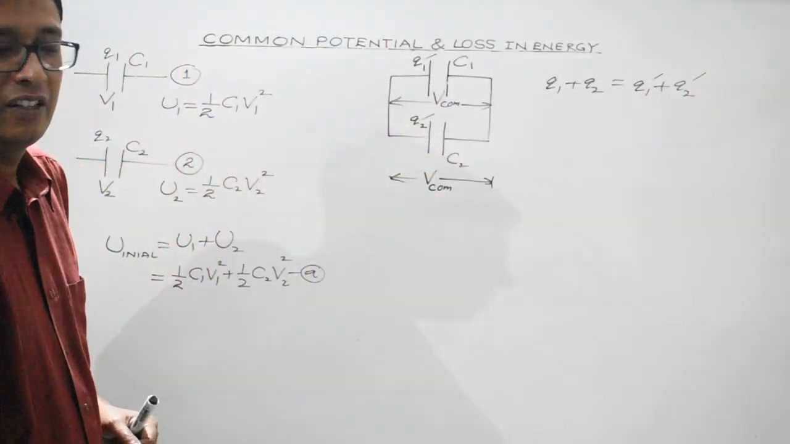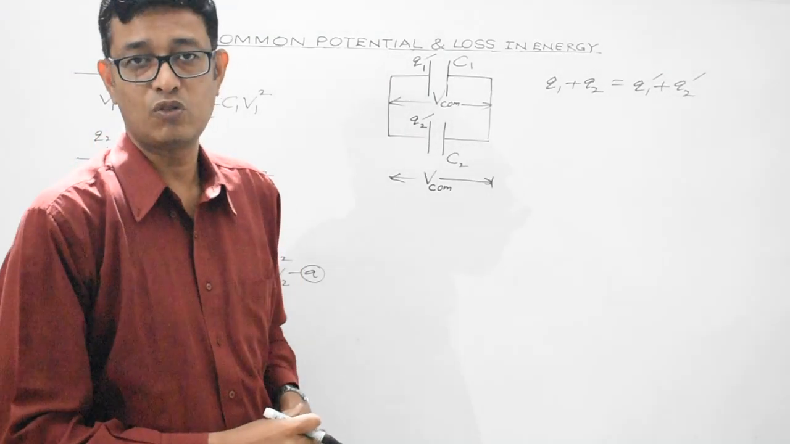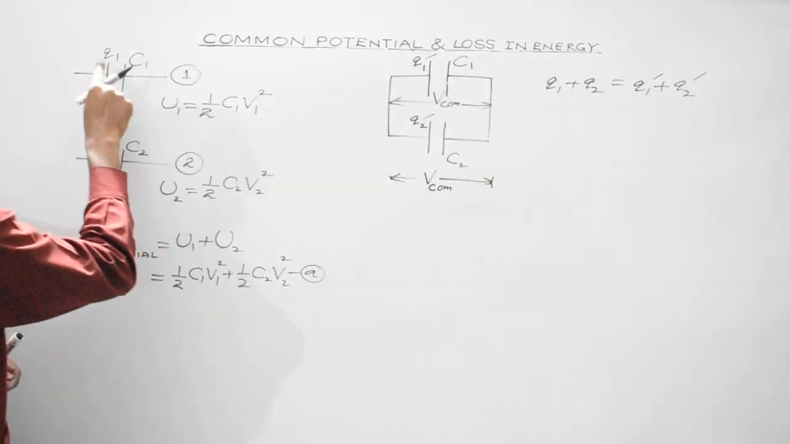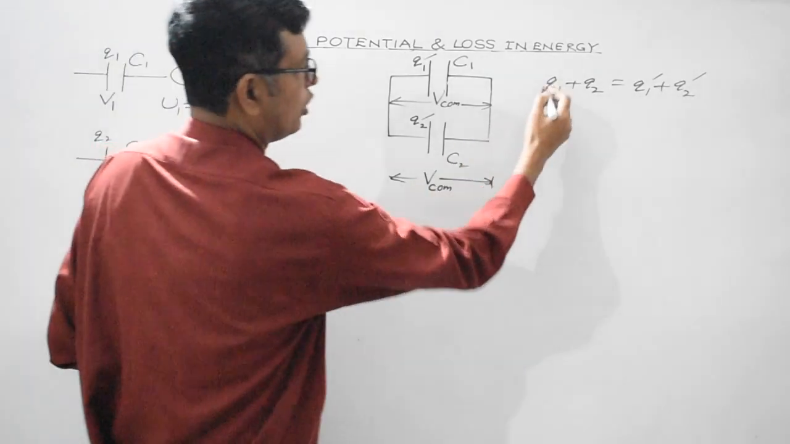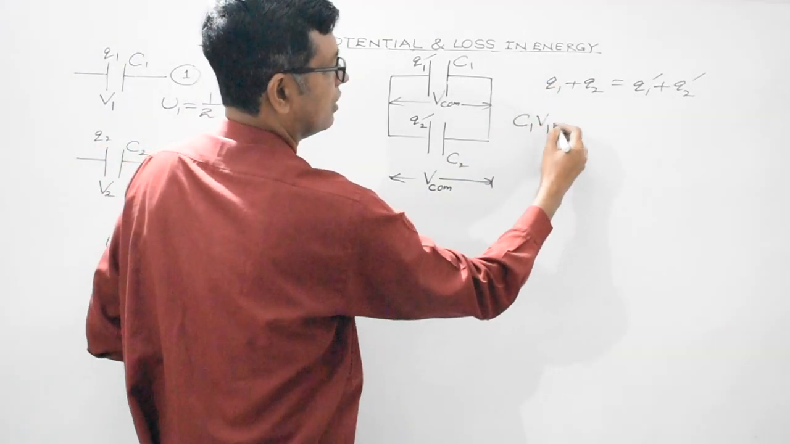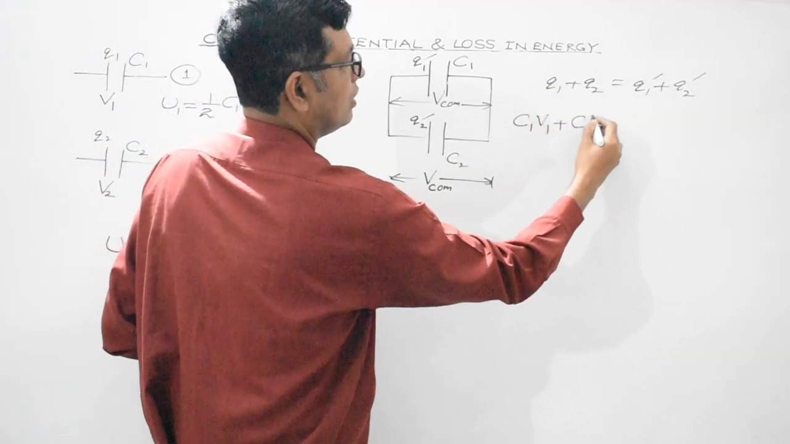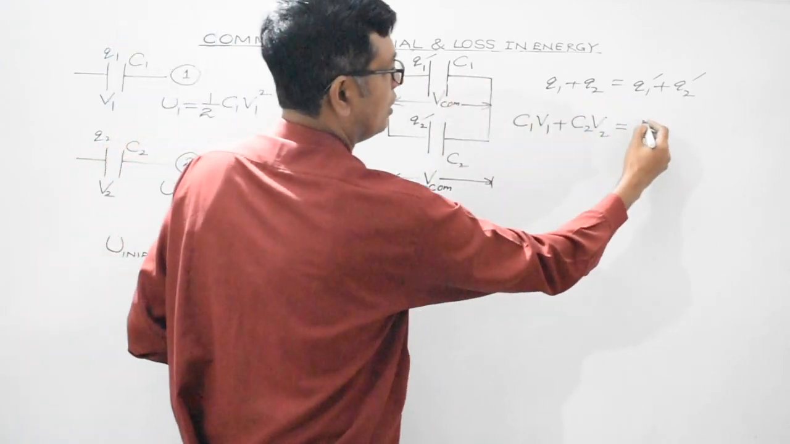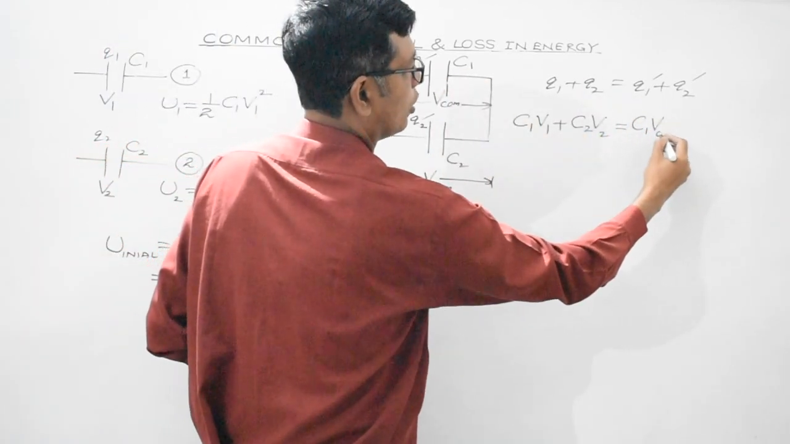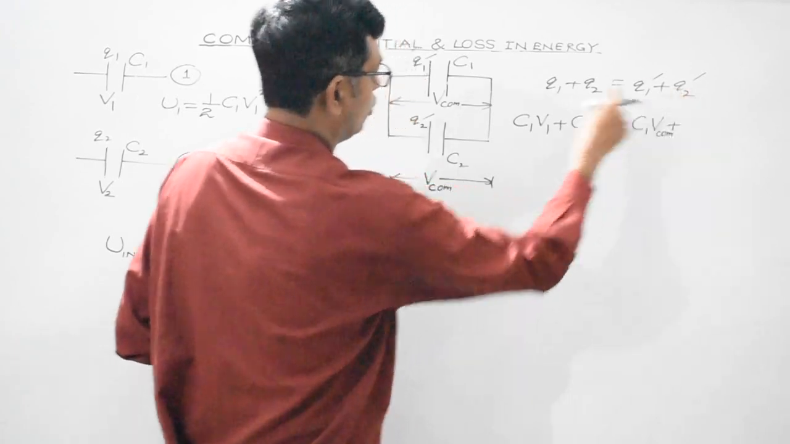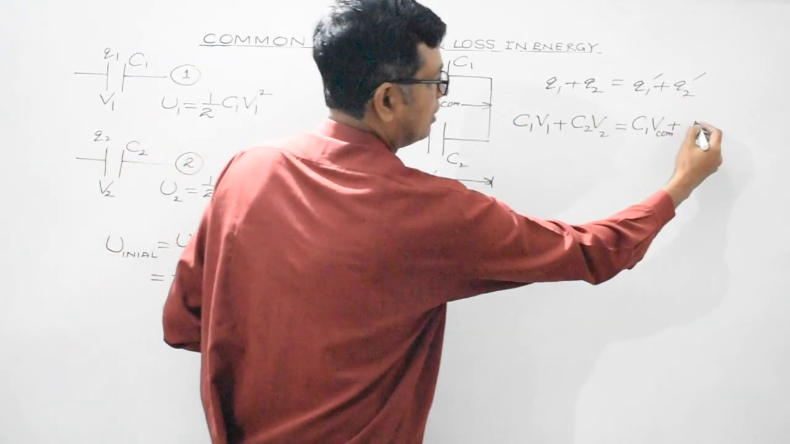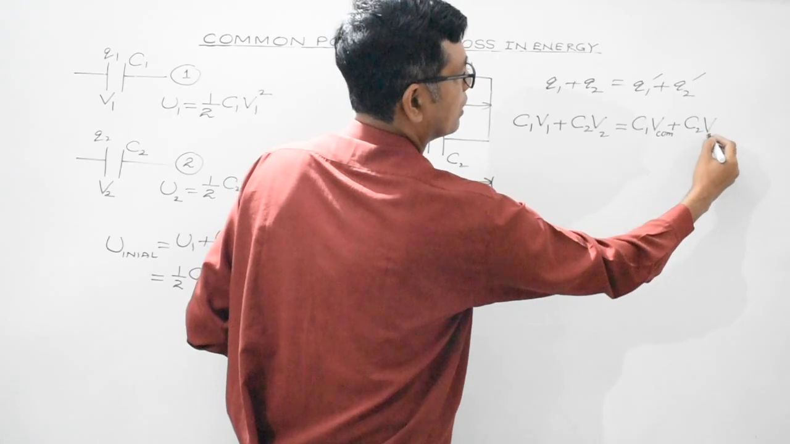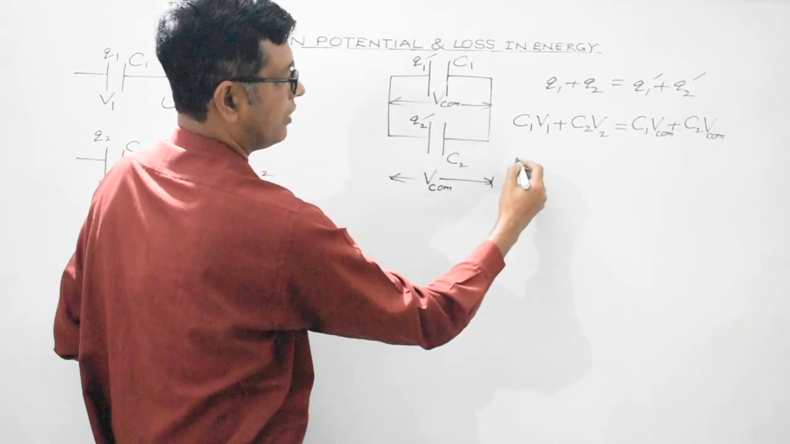Right? Now we are aware of that basic formula, Q equals CV. So what's the relationship between Q1, C1 and V1? Q1 is C1 V1. Similarly, Q2 is C2 V2. Q1 dash will be equal to C1 V common. Q2 dash will be C2 V common. So, take V common.